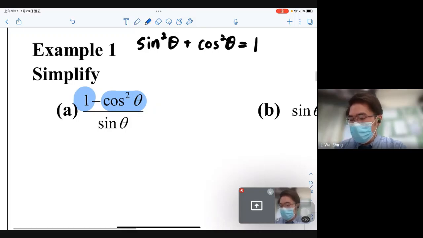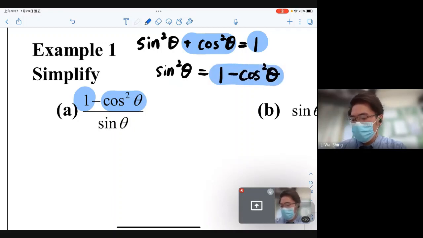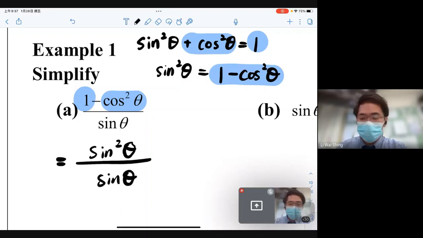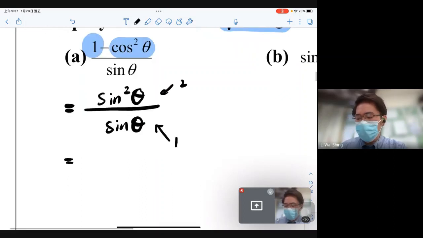This time, I want 1 minus cosine square theta. So you move this to the right-hand side. You will have the first important identity: sine square theta equals 1 minus cosine square theta. So what is 1 minus cosine square theta? It is equal to sine square theta. In the numerator there are 2 sine theta, and in the denominator there is 1 sine theta, so you cancel it out. You will have 1 sine theta left.